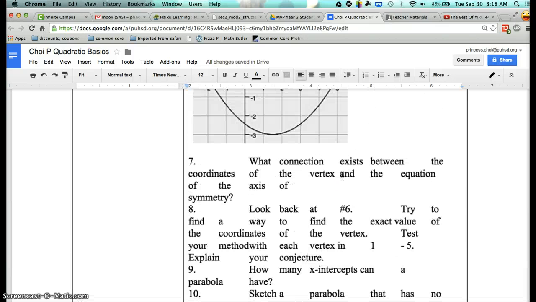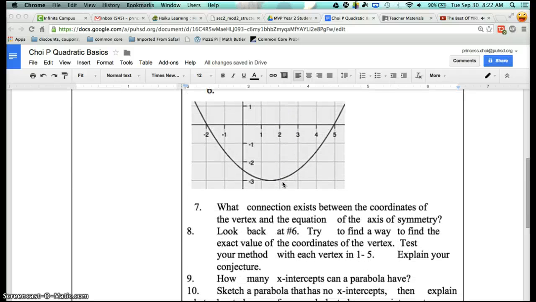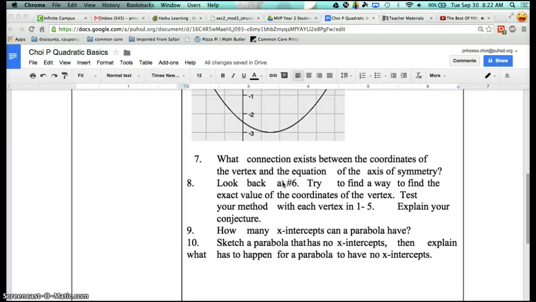Oh no, it looks weird. So now I have to clean this up. Hopefully it won't look so nasty for you. I'm going to pause because I have to clean this up. Okay, so now we have the graph, we have the essential question, right? And we have questions number 7 through 10. I just got done trying my best to clean it up. It still looks kind of nasty, but I'm good with this, okay?